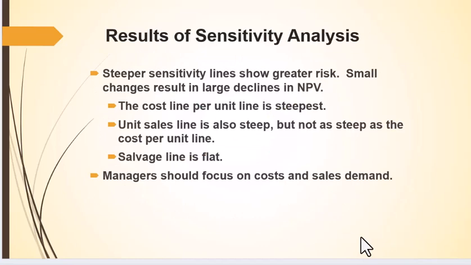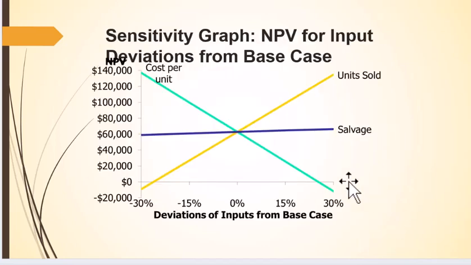The steeper the sensitivity lines show greater risk. So that means that small changes will result in large changes in net present value. So the cost line in this graph was the steepest, and the sales line is also steep but not quite as steep, and salvage is flat. Right? So if you look here, this is just a little bit steeper than this line.